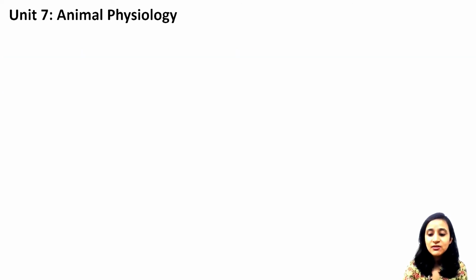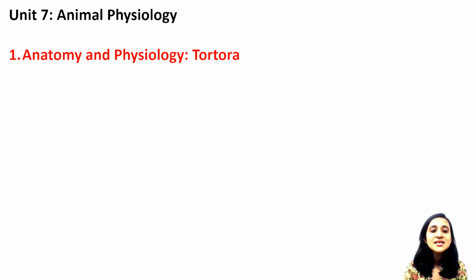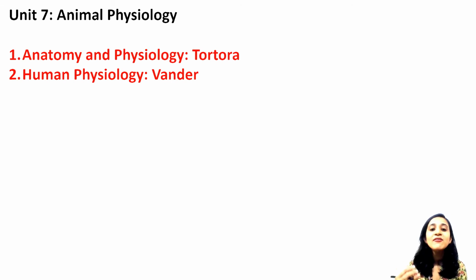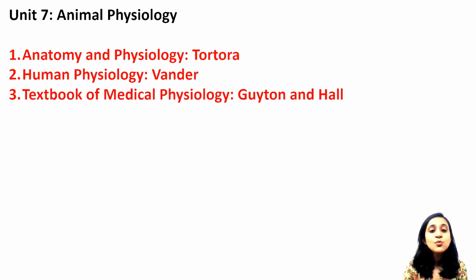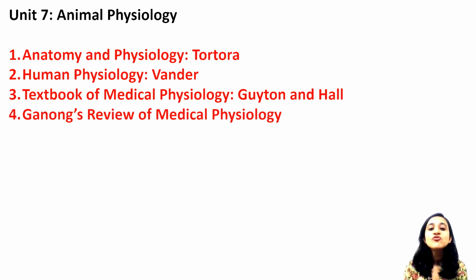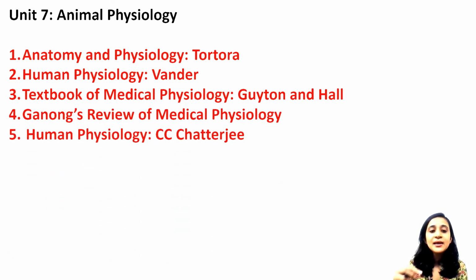Unit 7 is Animal Physiology. So here the first is Anatomy and Physiology by Tortora. Second is Human Physiology by Vander. Third is Textbook of Medical Physiology by Guyton and Hall. Fourth is Ganong's Review of Medical Physiology. And fifth is again the Indian author's book, that is Human Physiology by C.C. Chatterjee. So that book is very good. I personally love this book very much. And other than this book, I love this Tortora also. But all of these 5 books are very good for your exam.